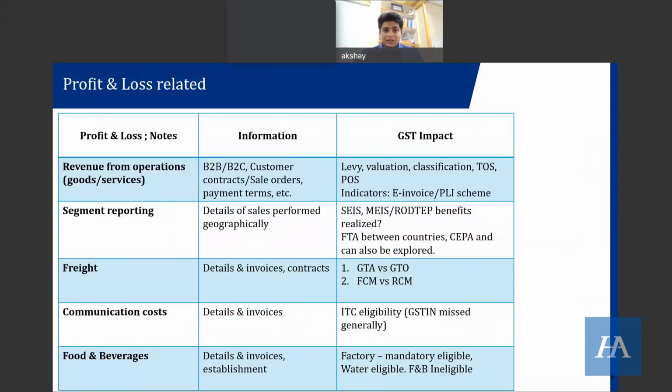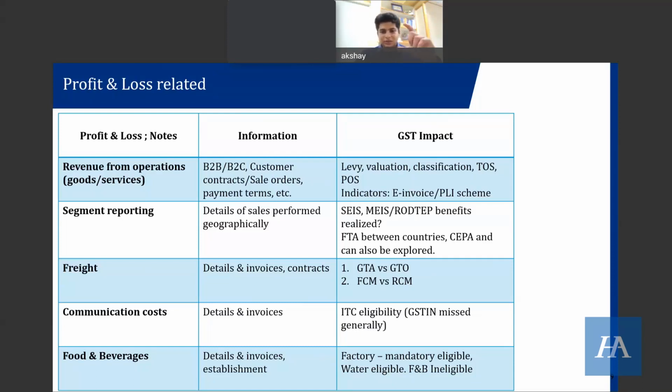Here is where you can identify certain information, that is who are my customers, whether they are foreign or domestic, whether it's B2C or B2B, what are my payment terms with respect to these customers. How does this help? It lets me identify the levy under GST, what is the valuation, the classification of the goods or services, time of supply, place of supply. Also, it gives additional indicators such as requirement under e-invoice, state product linked incentive schemes applicability. So various details can be obtained just by seeing the revenue from operations.